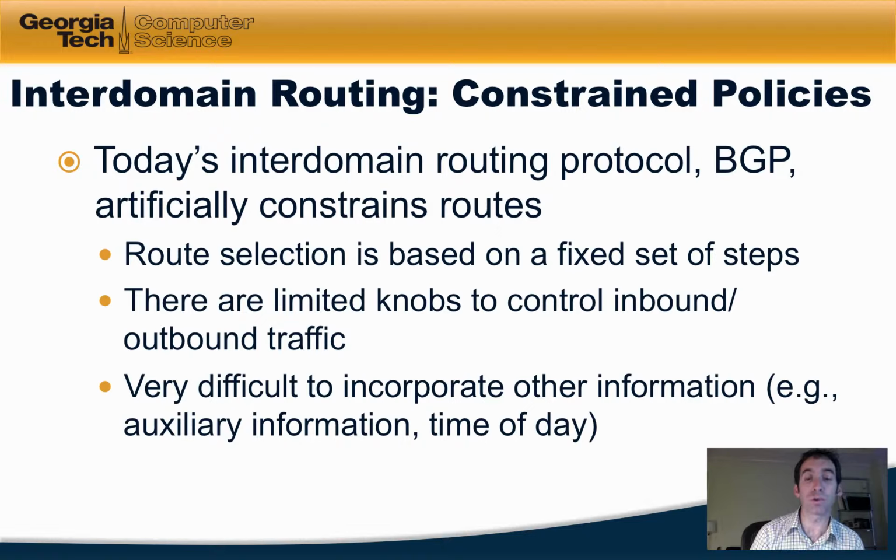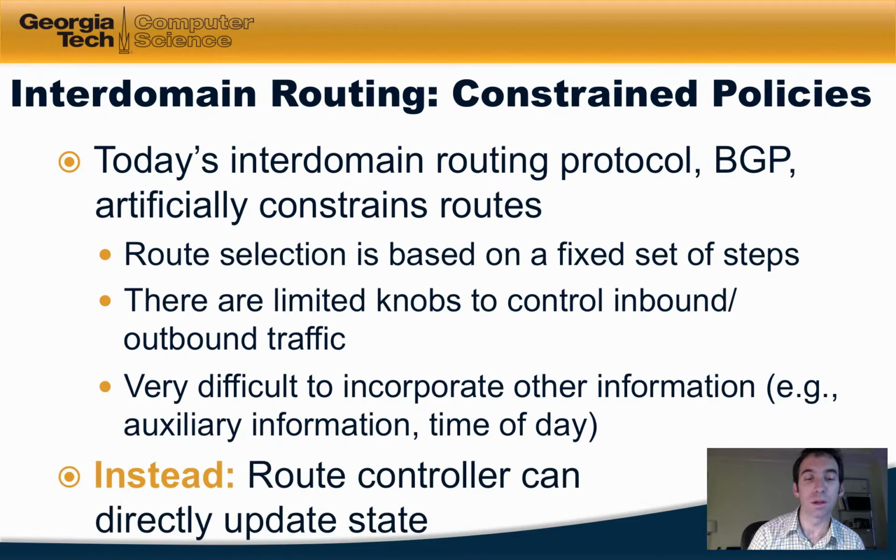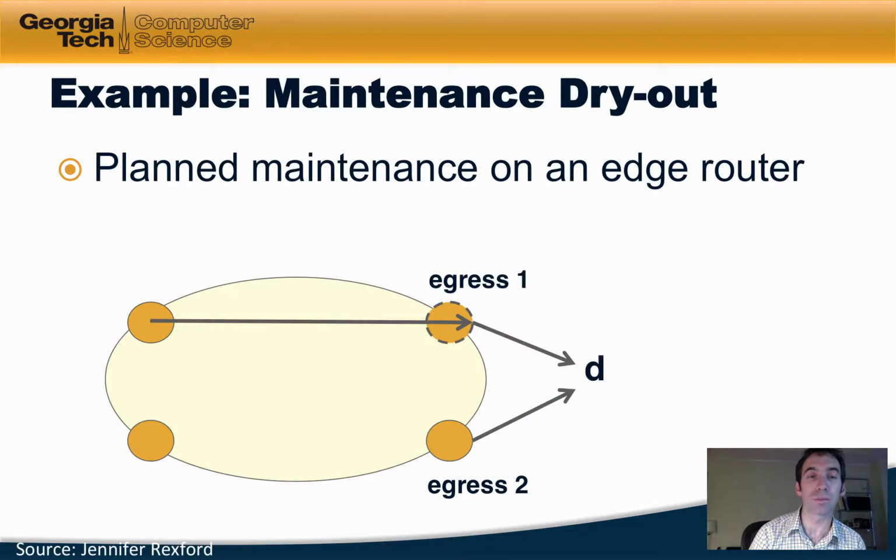It's also very difficult to incorporate other information, such as auxiliary information about the reputation of a route, time of day, and so forth. The separation of the control and data plane makes it a lot easier to select routes based on a much richer set of policies, because the route controller can directly update the state in the forwarding plane independently of whatever software or other technology may be running on the forwarding elements, or the routers and switches themselves. So let's look at a few examples.